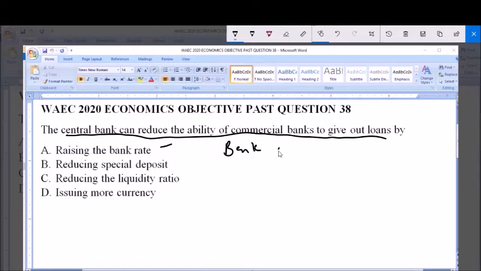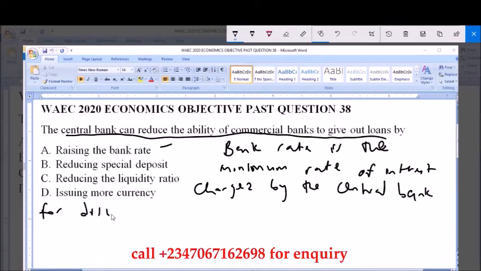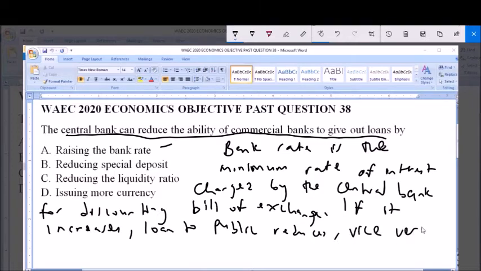Now, bank rate is the minimum rate of interest charged by the central bank for discounting bill of exchange. If it increases, loan to the public reduces, and vice versa. So this bank rate is a rate of interest charged by the central bank for bill of exchange. Now, if it increases, the loan to the public reduces, and if it reduces, the loan to the public increases.